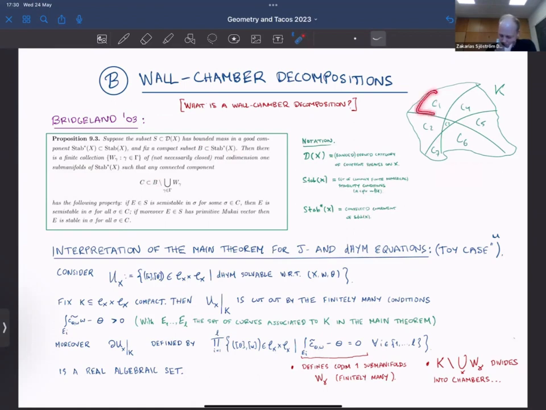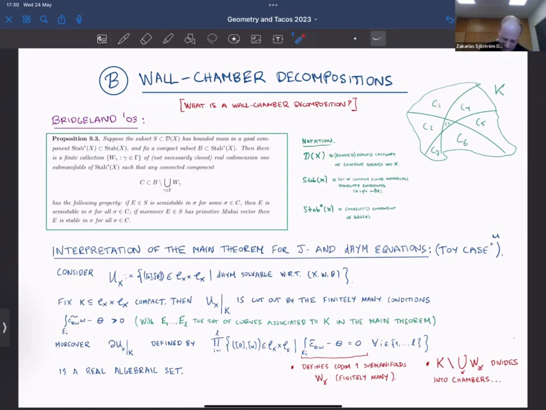So if you place yourself in any of these chambers, it has the property that if one of these objects, so coherent sheaves, is in this case semi-stable, but you can think stable if you want, so if it's stable for some stability condition, then it's stable for all other stability conditions in this chamber. Okay, so he varies the stability condition, and for this given object, if it's stable with respect to one stability condition in a chamber, then it's stable with respect to all others in the same chamber.